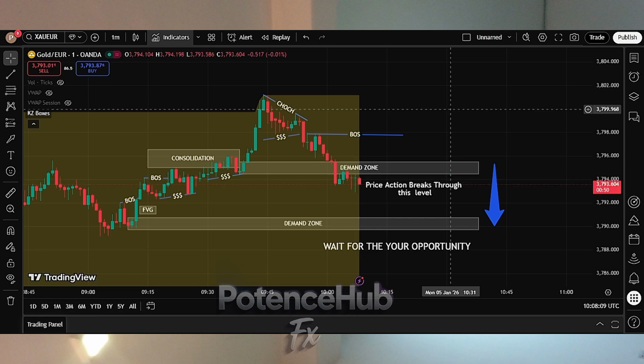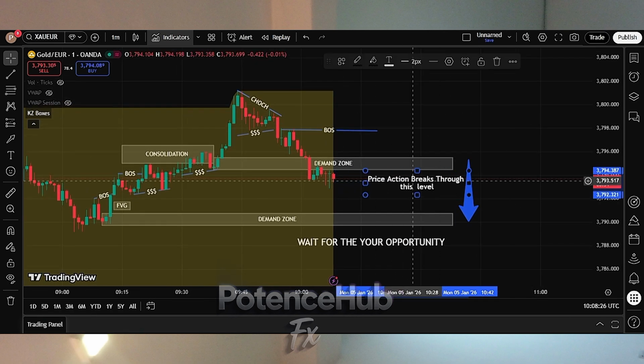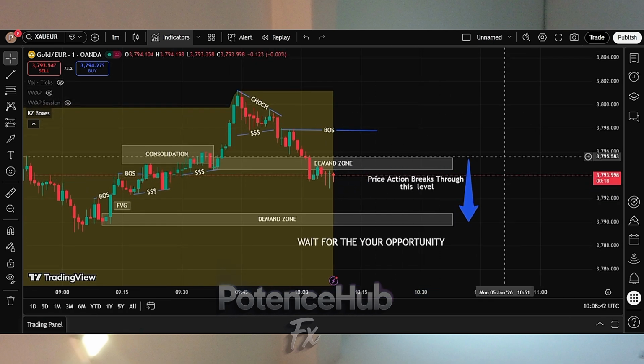Another thing I also want to let us know is that in waiting for price action to retrace down to that particular opportunity level, which in this case is our demand zone, you find out that this particular trend has a couple of liquidity areas, as you can see right here. And of course, we're not forgetting our fair value gap, as you can see right here.